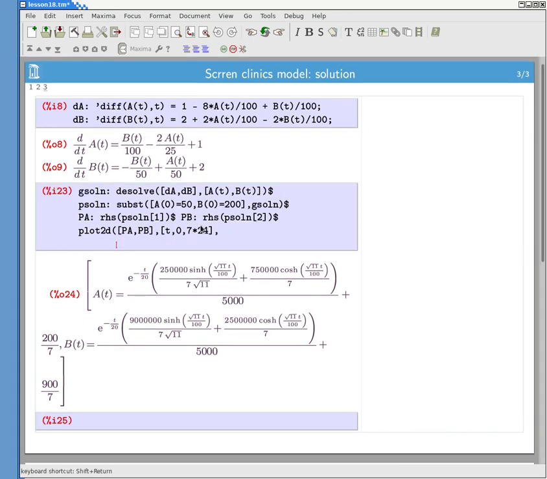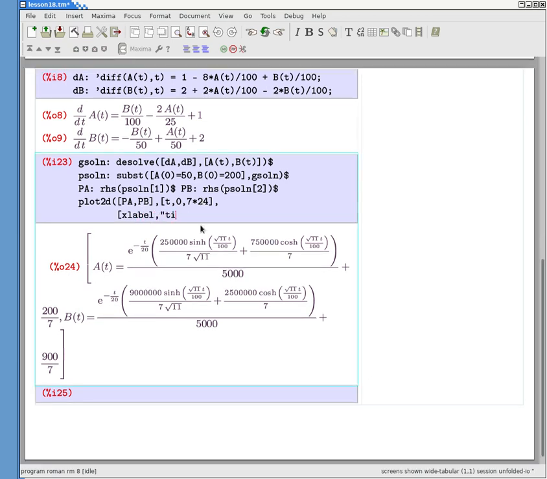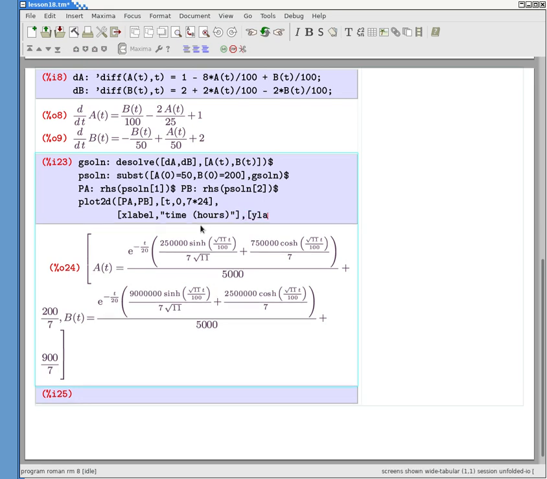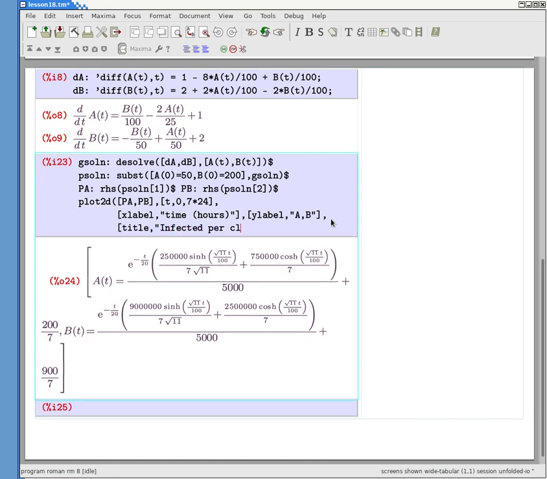And to render the plot information a bit more useful, we'll add in an X label. This is going to be, I guess, time in hours. And then we are going to have a Y label, let's just call those A and B. And let's give a title to the plot. This is going to be titled infected per clinic.